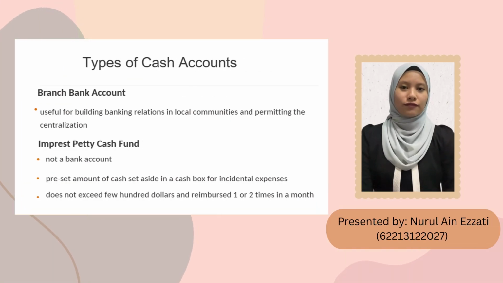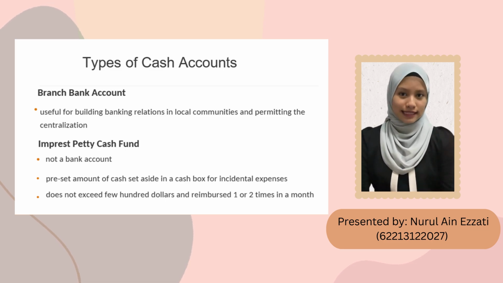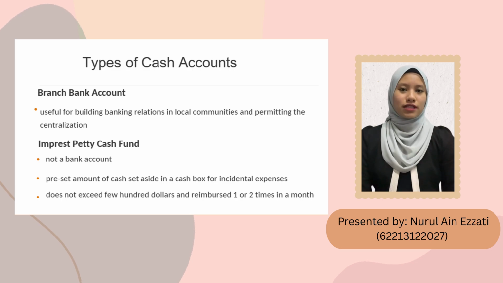And the third one is the branch bank account. This is a bank account opened by a branch office of the company, for example a factory or sales office in another state. It helps in handling transactions locally instead of always using the main or headquarters bank account. It is also useful to build good banking relationships in the local area, which can help the company with services like loans or faster processing. At the same time, it also helps to centralize operations by linking all branch accounts back to the main system.